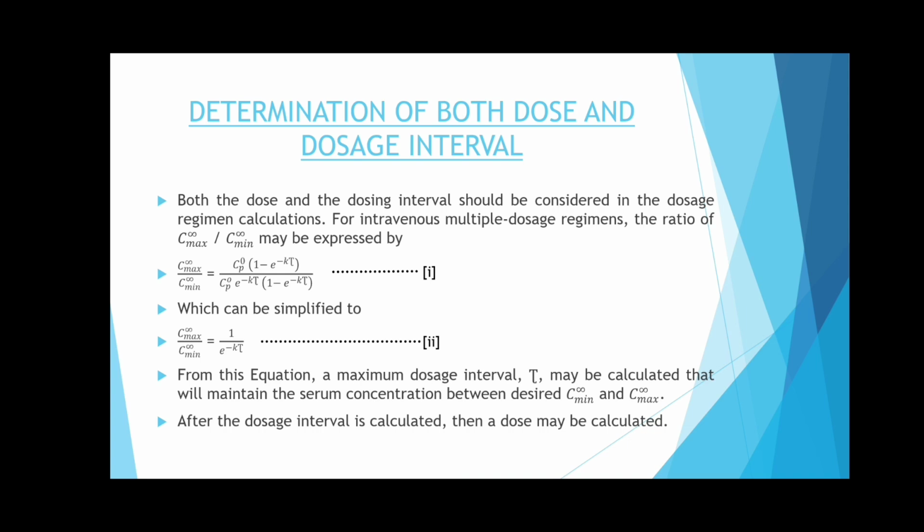why do we need to calculate a maximum dosage interval? Because if you are giving a drug very frequently, there may be a problem of accumulation. If you are giving a dose at a very long time interval, the plasma concentration may fall below the minimal effective concentration. So we need to give a dose at a regular interval such that the plasma concentration stays between the C minimum and C maximum for the steady state concentration.